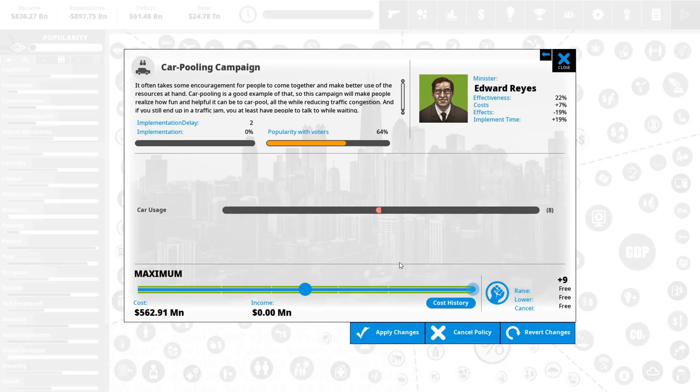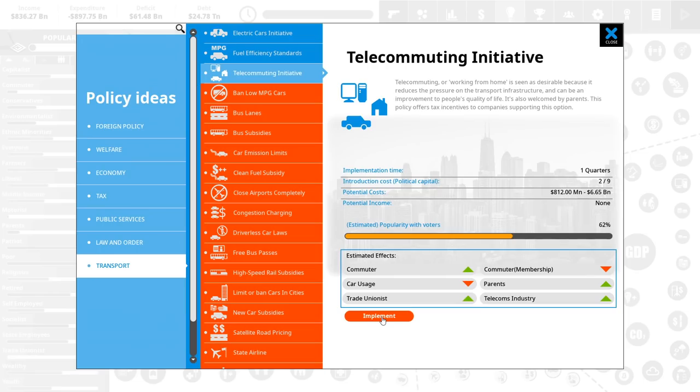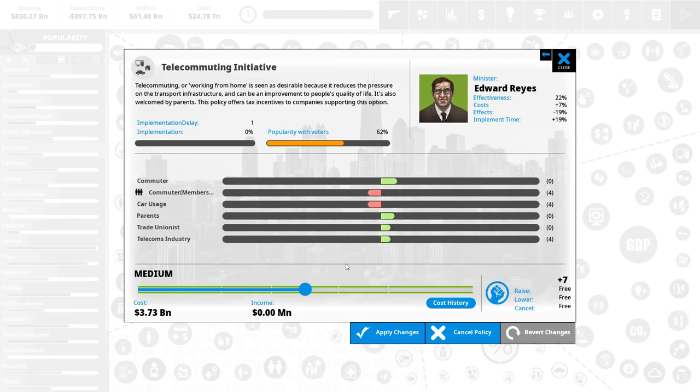Yes, everybody into one car, please. And everyone who can work from home, start working from home if you can. Parents are gonna love it. Telecoms is gonna love it. We've got commuters on side. The number of commuters is gonna go down, and oh, this is all good news.